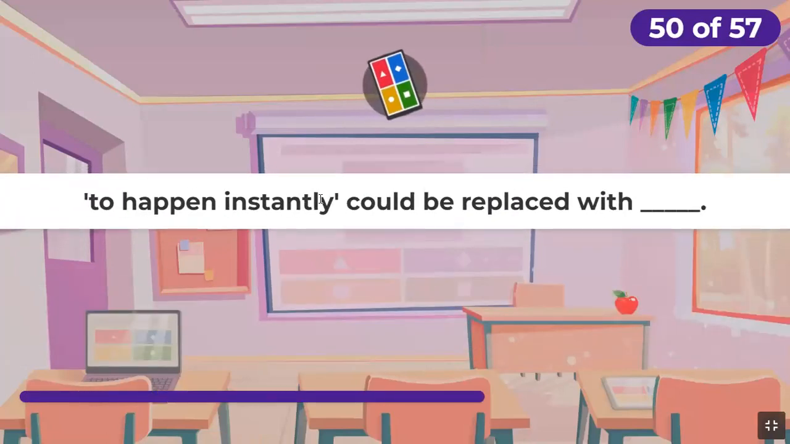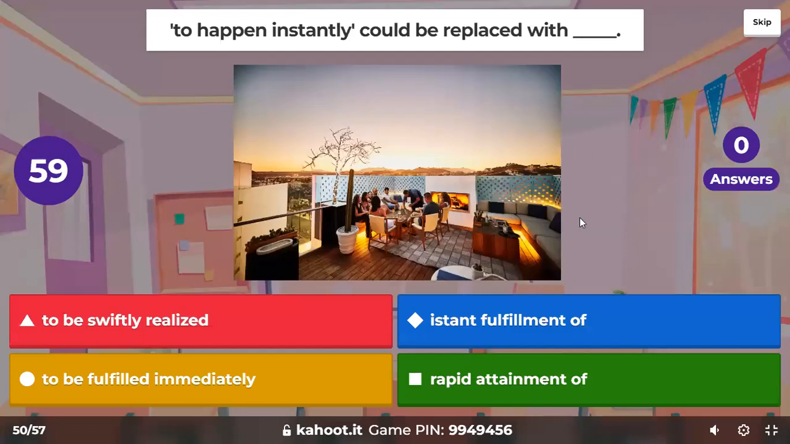To happen instantly could be replaced with what? To be swiftly realized, instant fulfillment of, to be fulfilled immediately, rapid attainment of. See how I paraphrase here? I bring, for example, the passive. Here I used a noun, fulfillment. Here adjective and noun, here adjective and noun, here verb with adverb, to be fulfilled immediately. I changed the whole structure. So this is what you need to do, guys. We can paraphrase, for example.